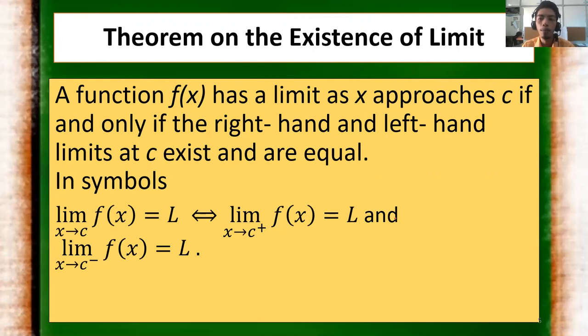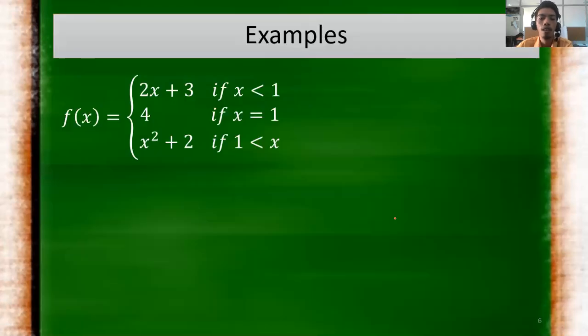So, ibig sabihin lamang po nito, kapag kinuha natin yung limits of a function as x approaches c from the right and c from the left, kailangan yung makukuha nating value dun ay equal. Kapag nag-equal siya, then we can say that the limit exists. And if not, the limit does not exist. Okay. Let's have the given example.